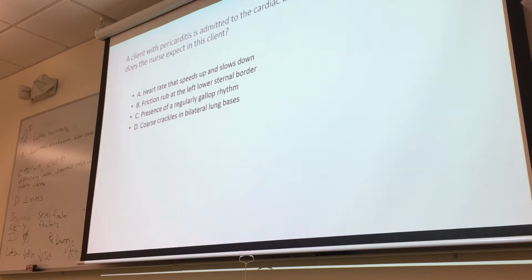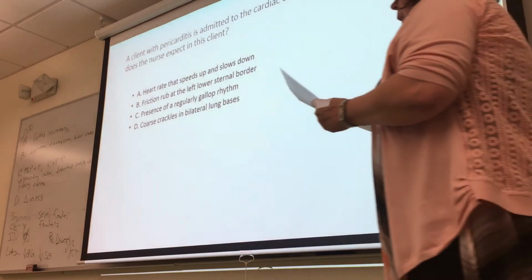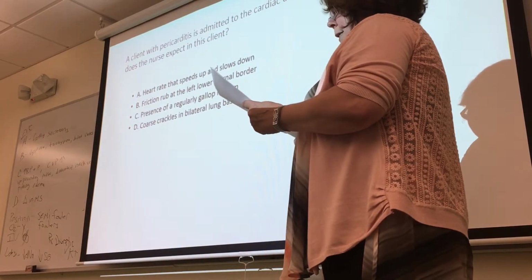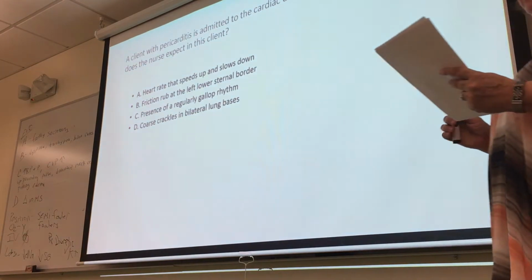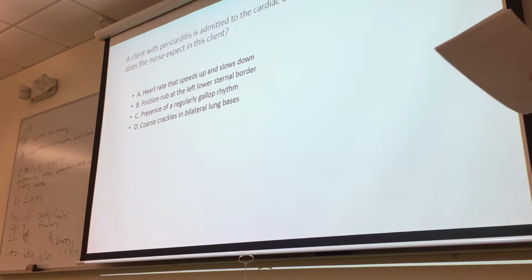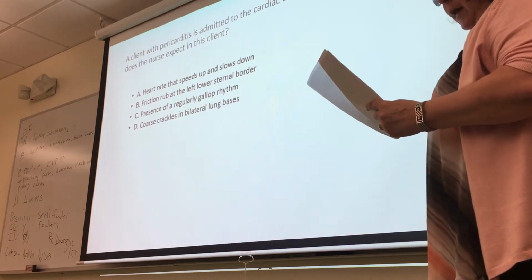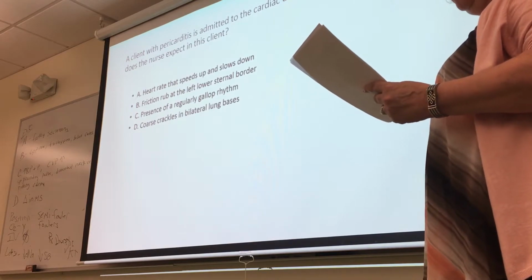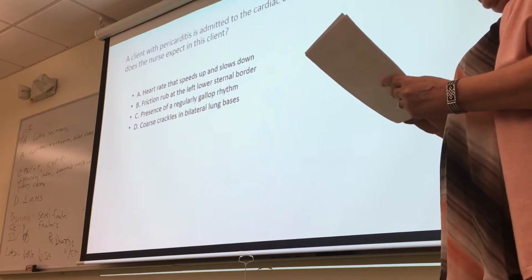A client with pericarditis is admitted to the cardiac unit. What assessment findings does the nurse expect in this client? A, heart rate that speeds up and slows down. B, friction rub at the left lower sternal border. C, presence of a regular galloped rhythm or coarse crackles at the bilateral lung bases. B is correct. That friction rub is with pericarditis.